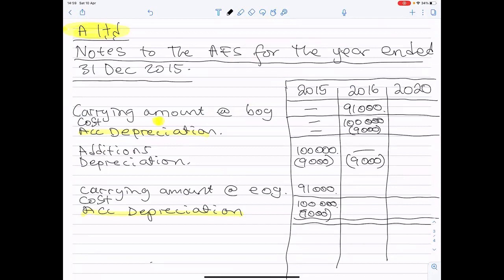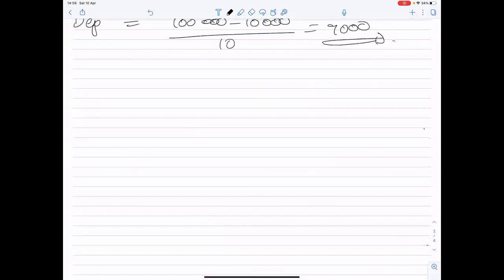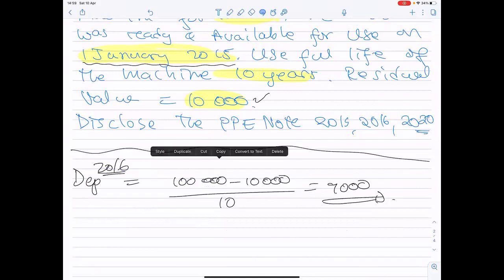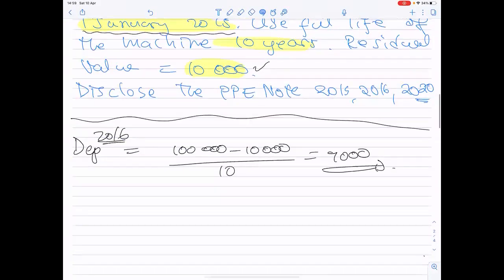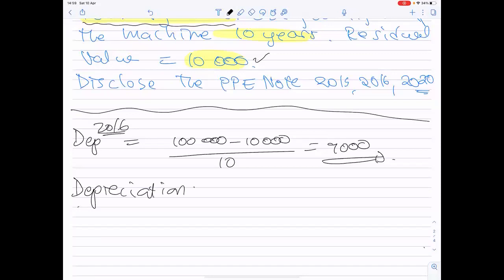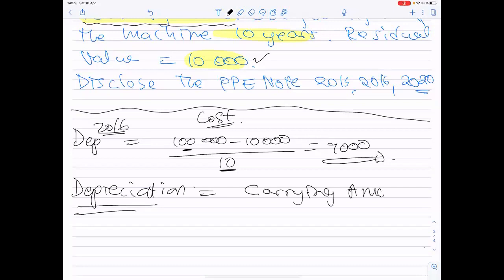Right. Then there is another way that you can calculate your depreciation that I want you to fully understand. This one was the depreciation calculated on the what? On the cost. So if it is on the cost, it means that you are going to use the cost of the asset and also the total useful life of the asset. But if you are going to calculate your depreciation based on the carrying amount at the beginning of year.